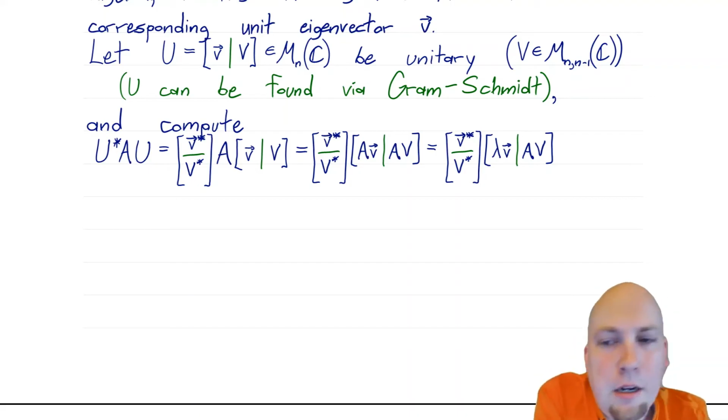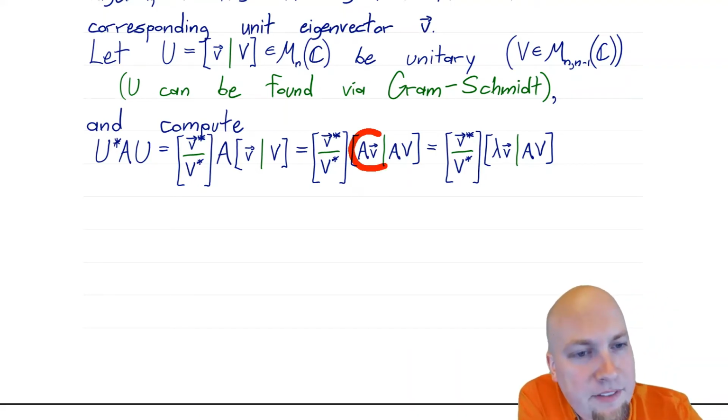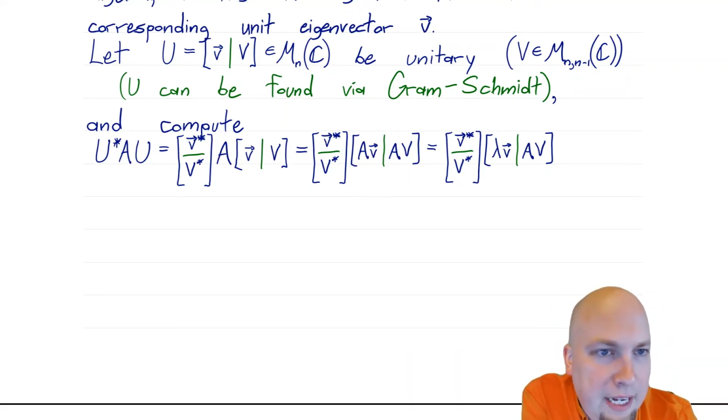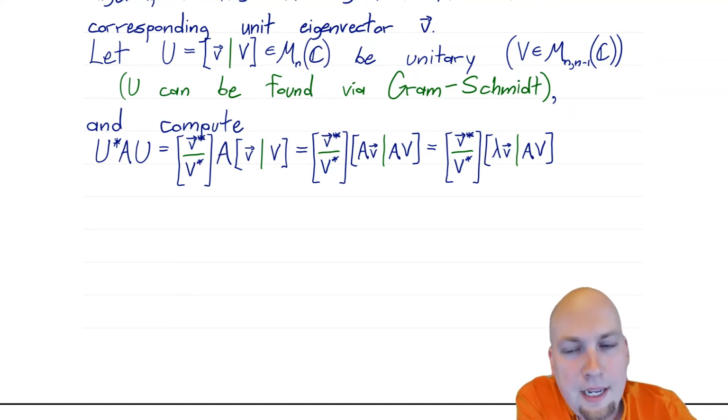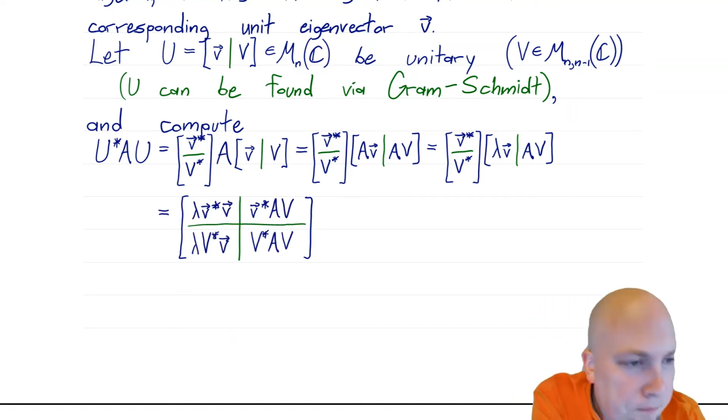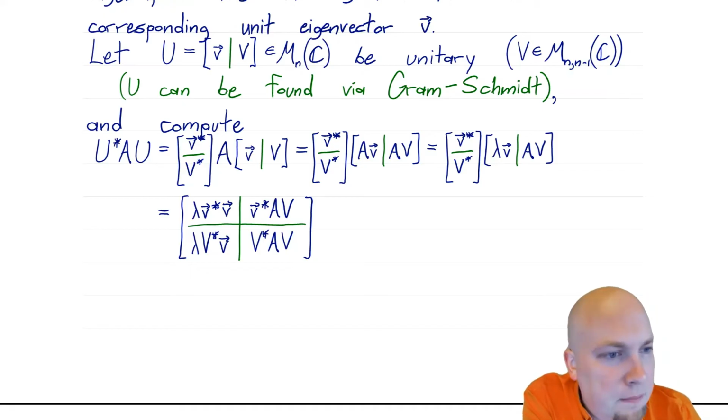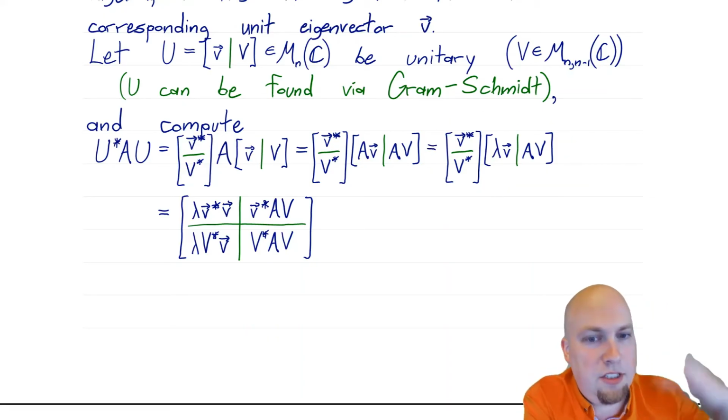Okay, and now I'm going to use the fact that V is an eigenvector of A. That's how we picked this little vector V in the first place. So A times V equals lambda V. That's all I'm doing in the next step, because it's an eigenvalue-eigenvector pair. Now I've got a product of two block matrices, so let's just do that product.